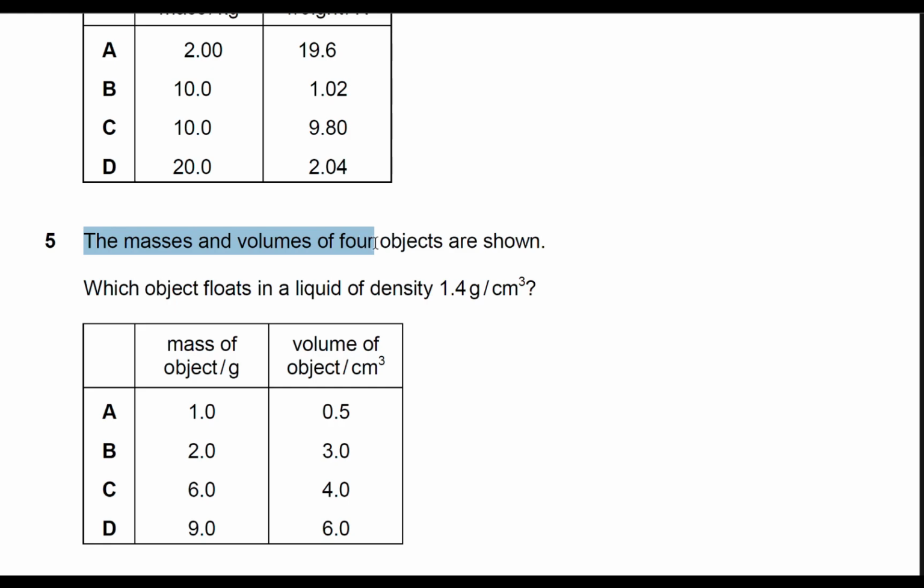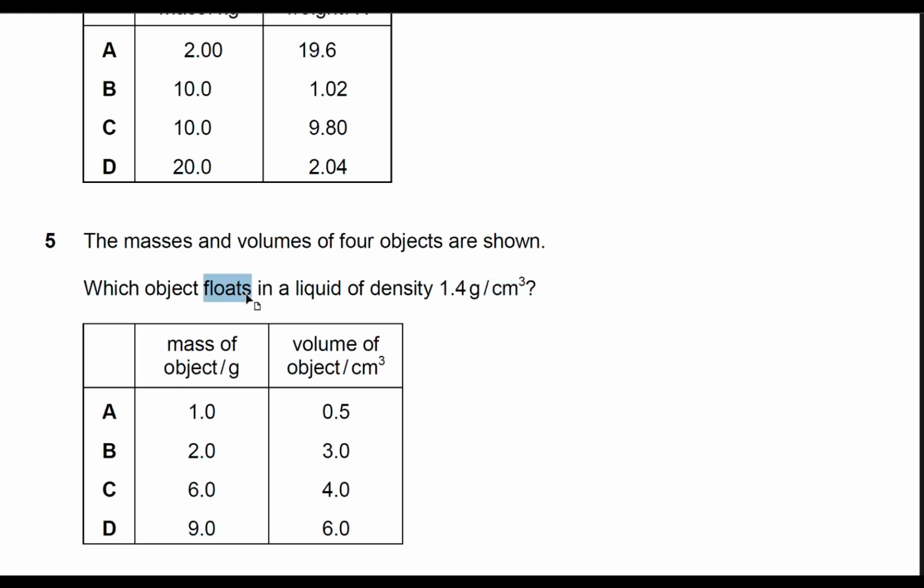The masses and volumes of four objects are shown. Which object floats in a liquid of density 1.4 gram per centimeter cube? There are four objects with masses 1 gram, 2 grams, 6 grams, and 9 grams. The volumes are 0.5 centimeter cube, 3 centimeter cube, 4 centimeter cube, and 6 centimeter cube.